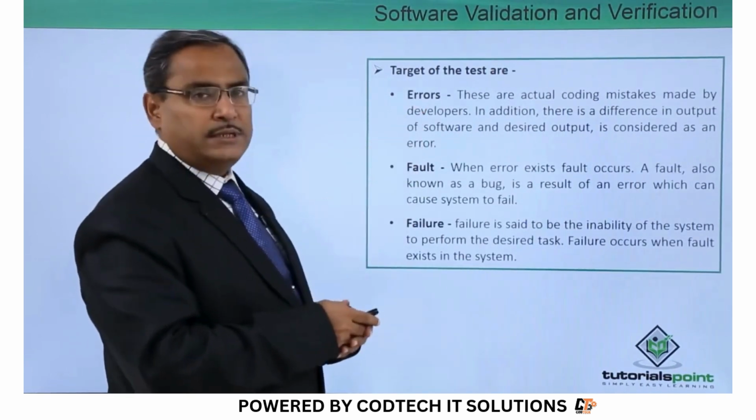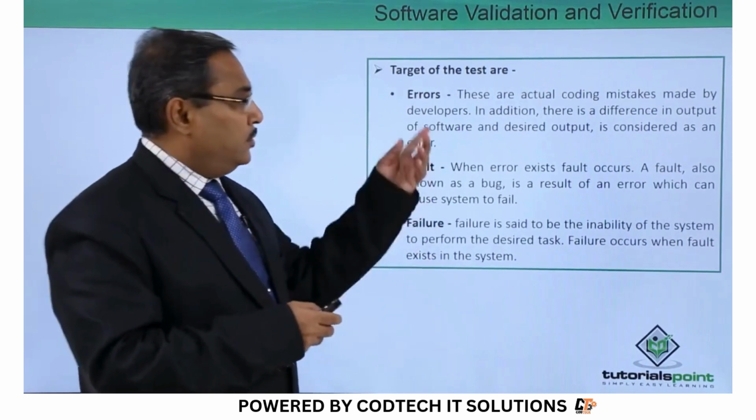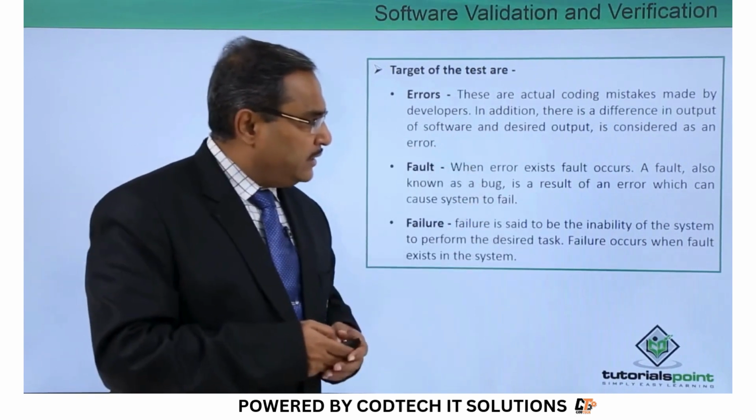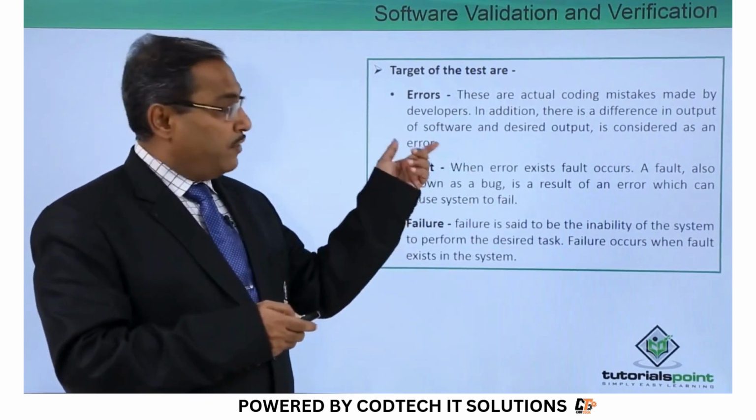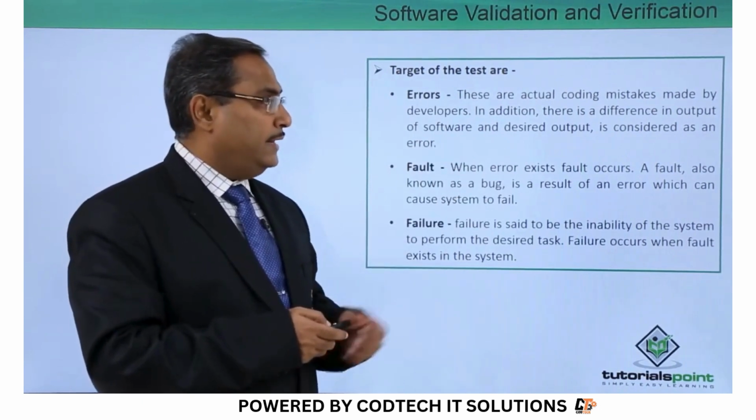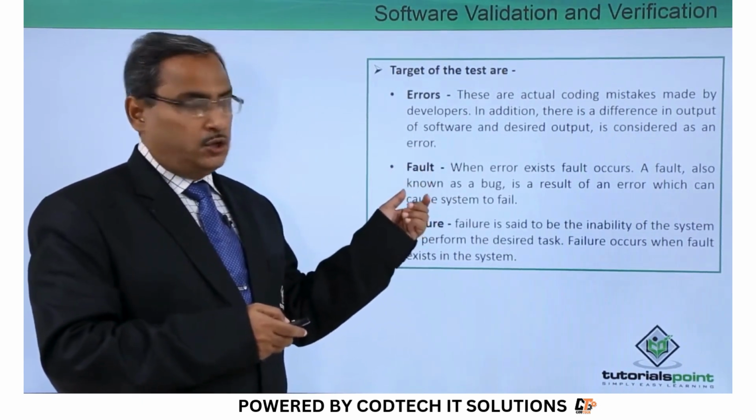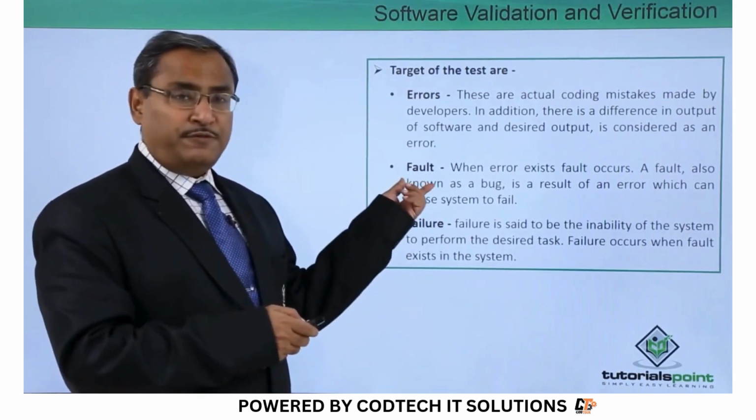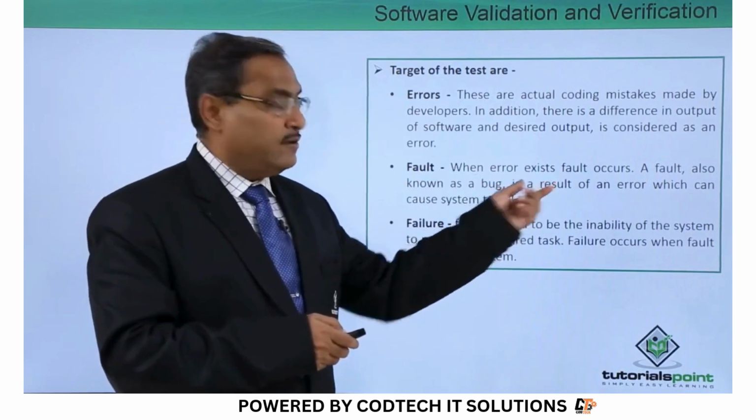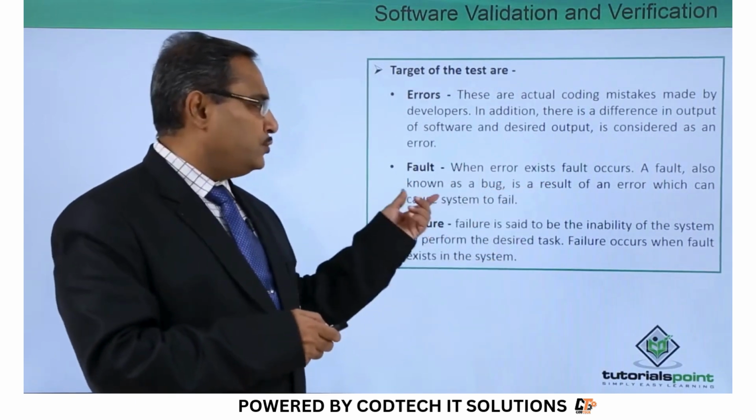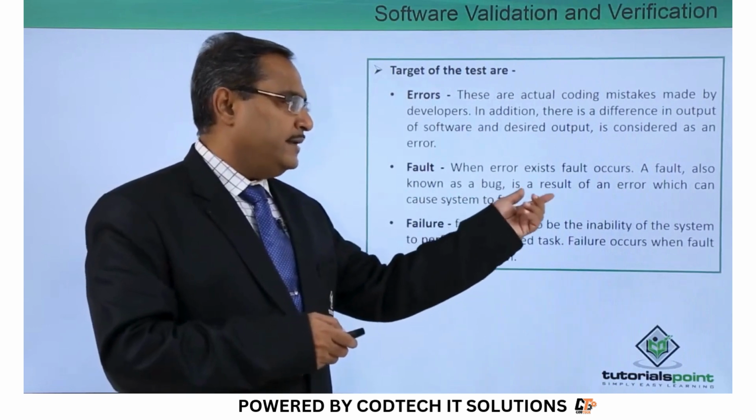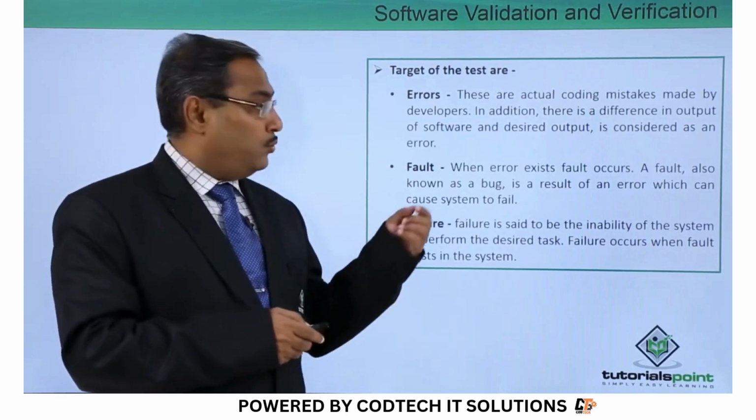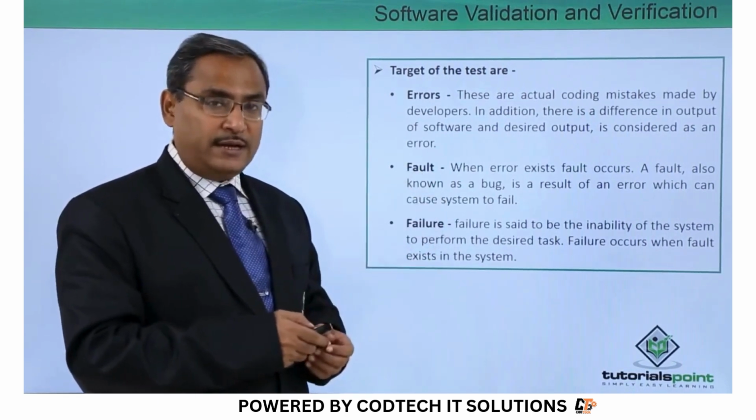At first we are going to discuss errors. So what is an error? These are the actual coding mistakes made by the developers. In addition, a difference between the output of the software and the desired output is considered an error. So the source of the error is the mistakes made by the developer. Now, what is a fault? When an error exists, a fault occurs. A fault, also known as a bug, is a result of an error which can cause the system to fail. So error is the cause and fault is the effect.